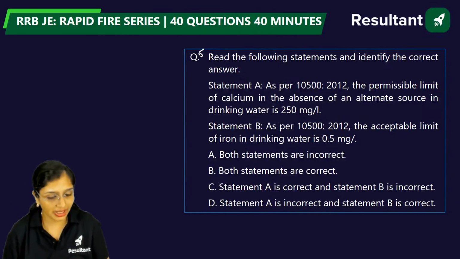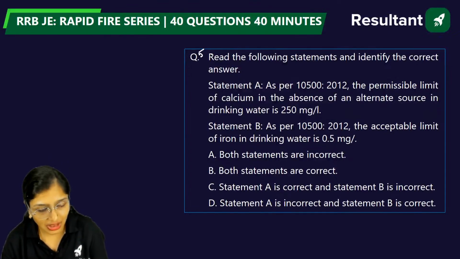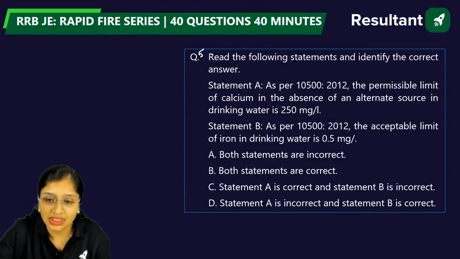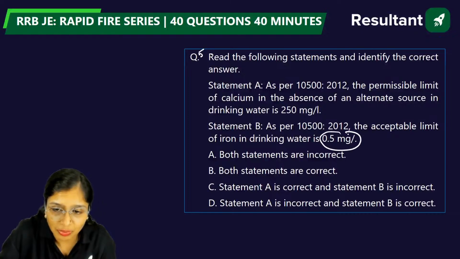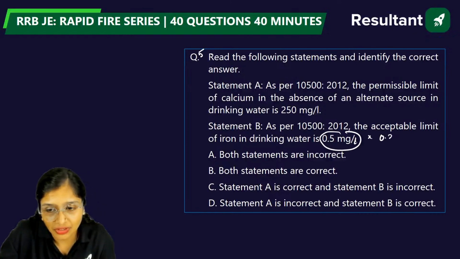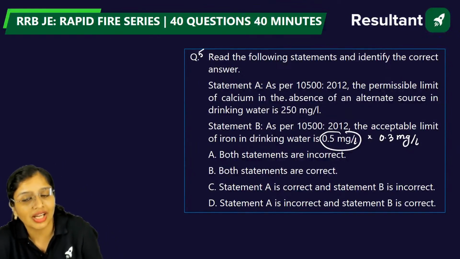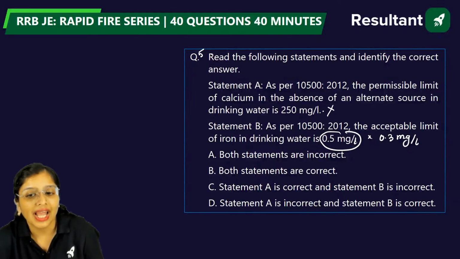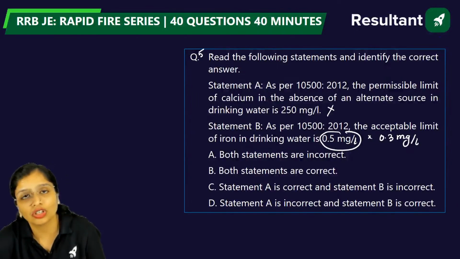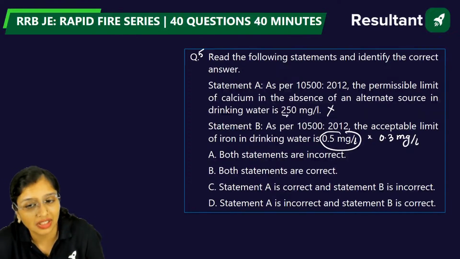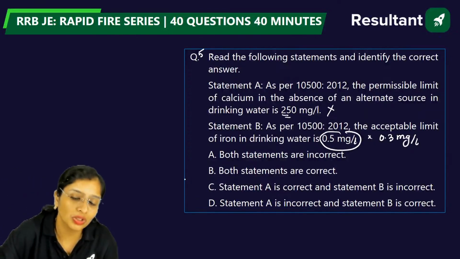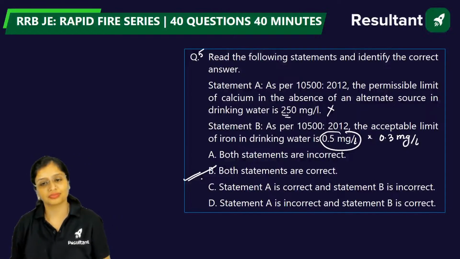Which is the correct answer? Firstly, the iron limit will not be 0.5 mg per liter, rather it will be 0.3 mg per liter in drinking water. Next, in the absence of an alternate source, the value will be 200, not 250. The acceptable limit is 75, and the cause for rejection limit is 200. Here it is given as 250, which is wrong. So both the statements are incorrect.